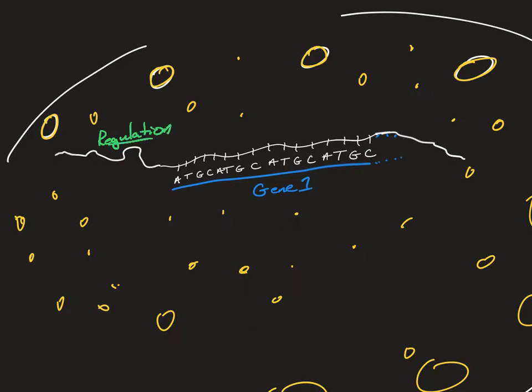It turns the gene on or off. You can turn this gene on or off based on this part. This part's the regulating gene part. This is where the enzyme, what's the enzyme called? RNA polymerase.